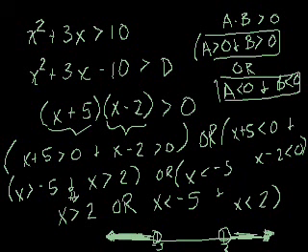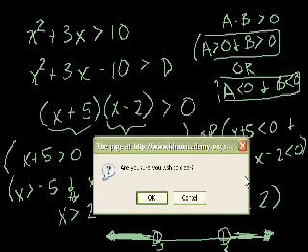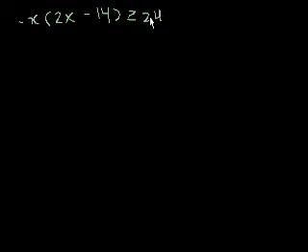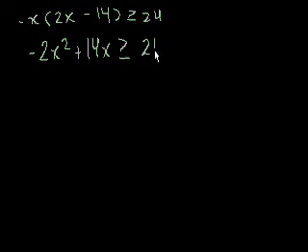Let's try another one, and hopefully I can confuse you even more. Let's say I have minus x times 2x minus 14 is greater than or equal to 24. Well, the first thing we want to do is manipulate this so it looks in the standard form. So we get negative 2x squared plus 14x, I'm just distributing the minus x, is greater than or equal to 24.